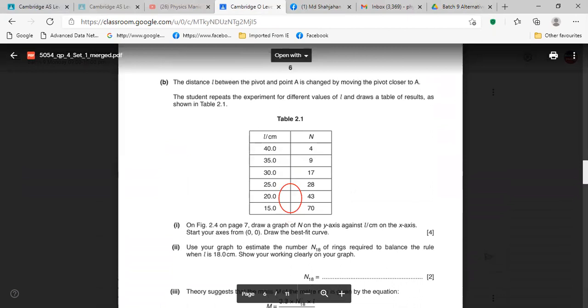Then continue. The distance L between the pivot and A is changed by moving the pivot closer to A. The student repeats the experiment for different values of L and draws a table of results as shown in table 2.1.